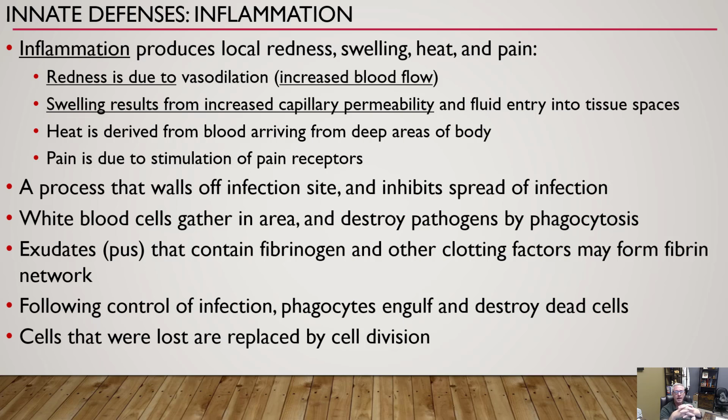And then with inflammation, we block off that infection site, so hopefully that infection doesn't spread to other areas of the body. We're going to see white blood cells that come in and destroy those pathogens by phagocytosis. We see that pus forms, and pus contains a lot of fibrinogen and other clotting factors that can form that fibrin network. We talked a little bit about that when we talked about the clotting cascade. And then we're going to replace those dead cells.